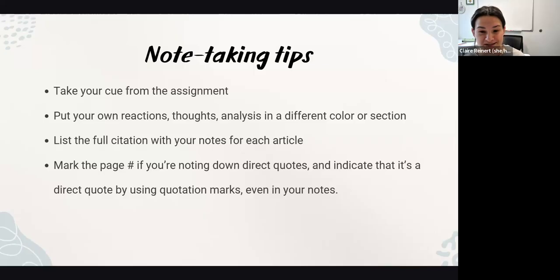Put your own reactions, thoughts, and analysis in a different color or section. This is to avoid plagiarism, because remember when I said whenever you are using someone's ideas that are not your own, you have to include a citation no matter what citation style you're using. And when something is your own thoughts, your own analysis, your own reaction, your own interpretation, you don't have to cite that. That's your own thoughts. Keeping those visually distinct from your notes that were lifted from the article itself can be really helpful when you're actually writing the paper and you're deciding, what do I need to cite and what do I not need to cite?